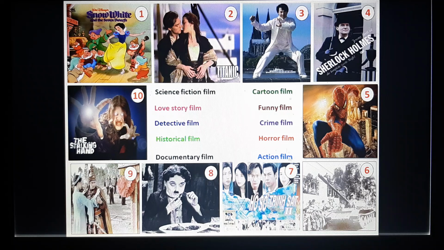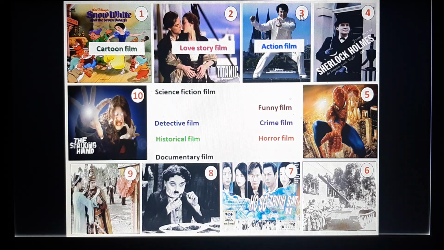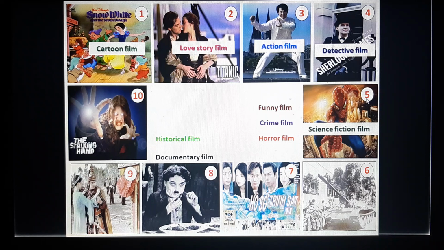Now picture 1. Cartoon film. 2. Love story film. 3. Action film. 4. Detective film. 5. Science fiction film.